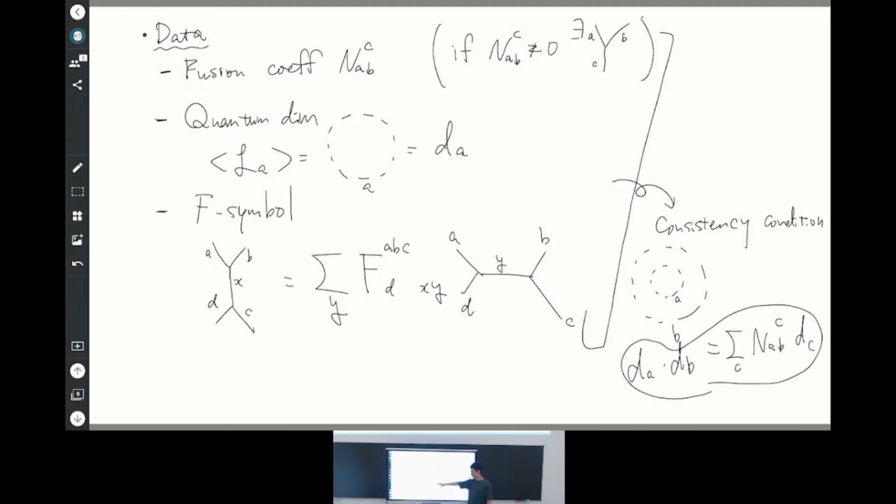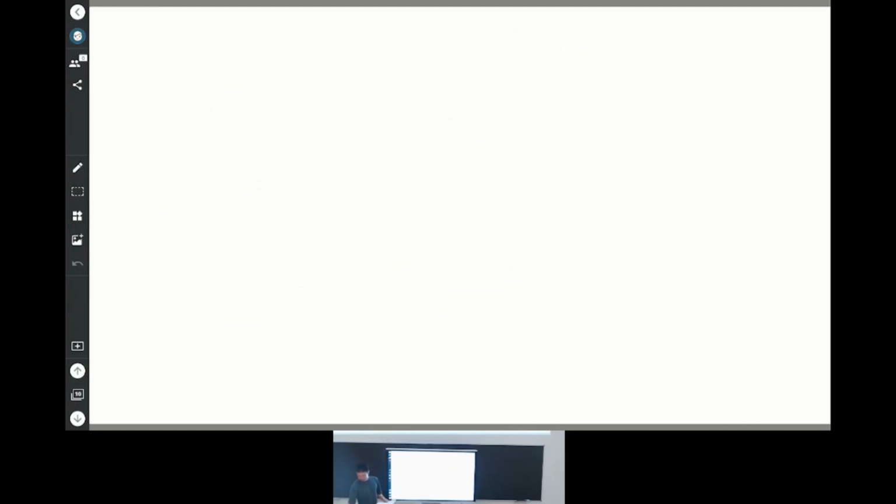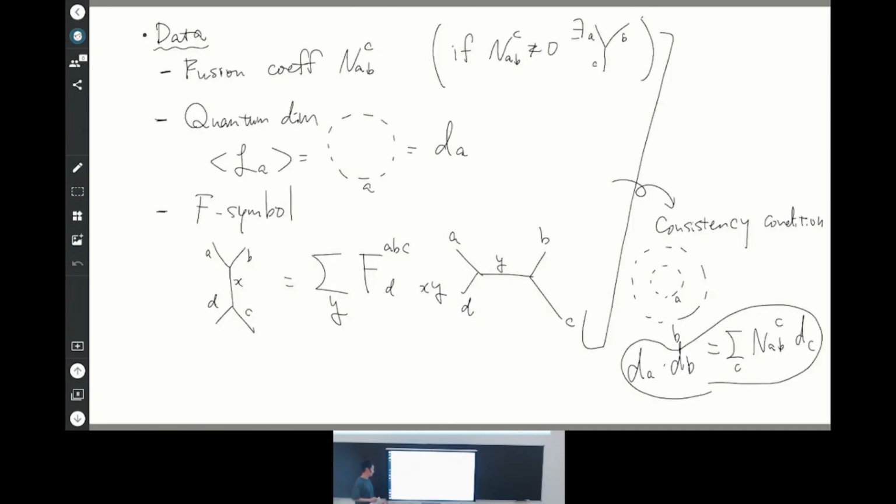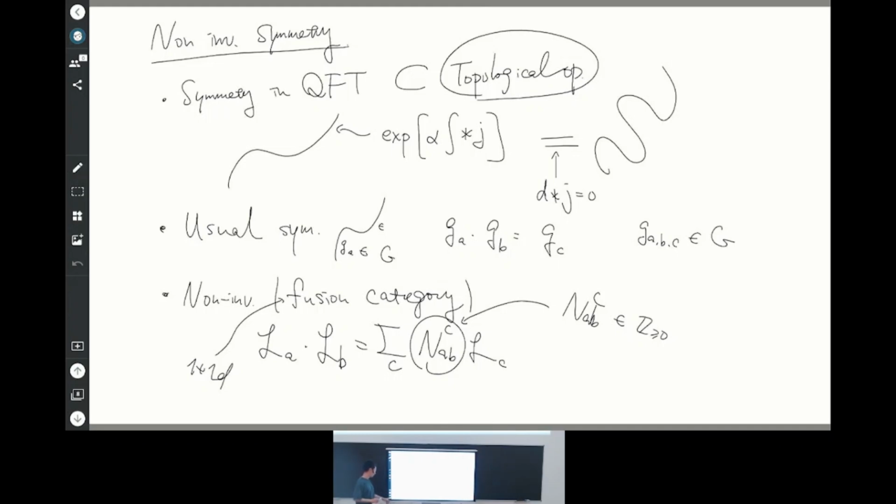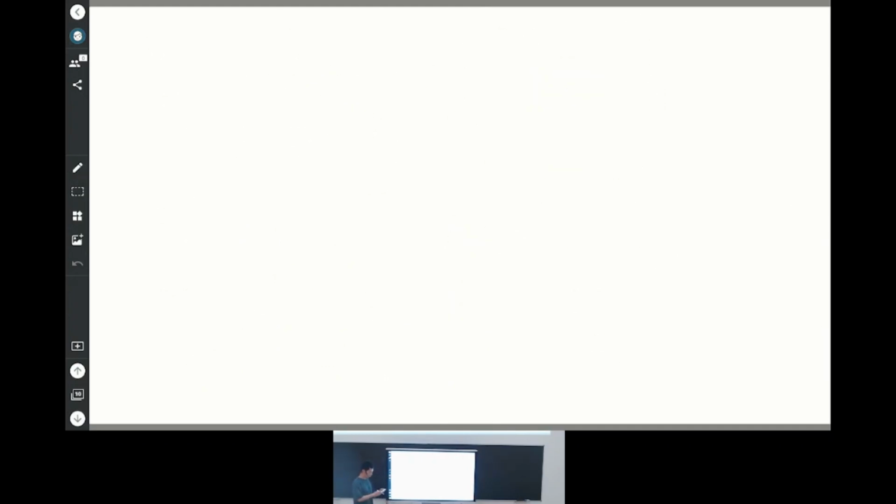There are also some other constraints involving the F symbol, and especially there is a famous pentagon identity, which I'm not going to talk about. Okay. So now, what I have been talking about probably sounded a little bit abstract. But now let's talk about examples of theories with non-invertible symmetry.